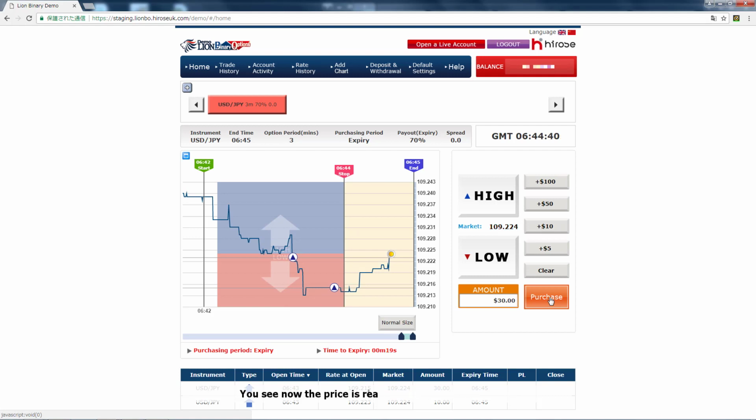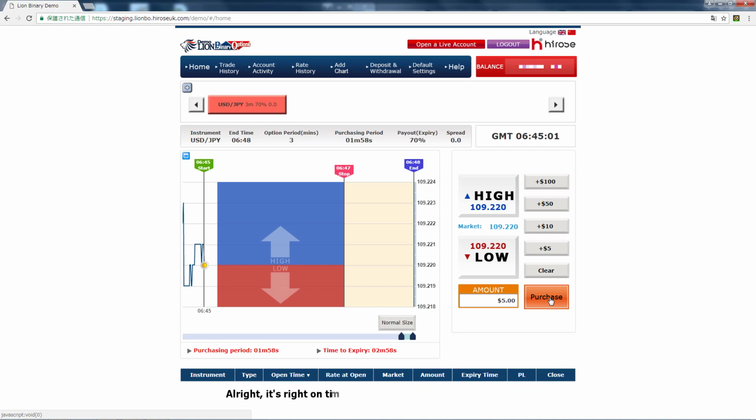Now you see the price is really close to the first entry point, and even now it's getting lower than it, but it's above the second one. So I'm guessing I might lose the first one, but I will win the second one, and I'm still getting profit. I will show you the calculation when we have a look at the trade history. Alright, it's right on time, so now let's have a look at the trade history.